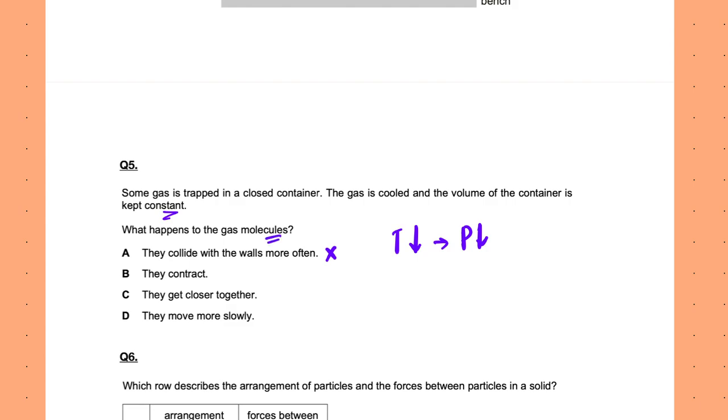What happens to the molecules? Molecules do not contract themselves, and here even the gas cannot contract because the volume is constant. They get closer together. This is also not true because volume is constant. The correct answer is D, that because temperature is a measure of the average kinetic energy, the decrease in temperature means that they move more slowly.